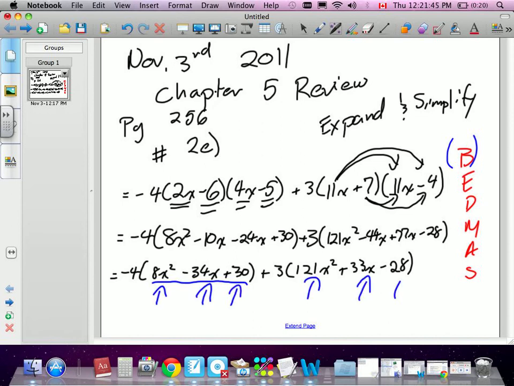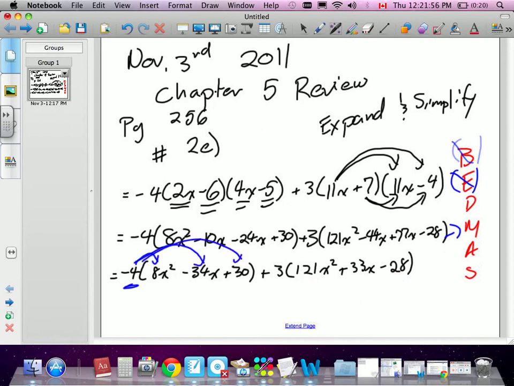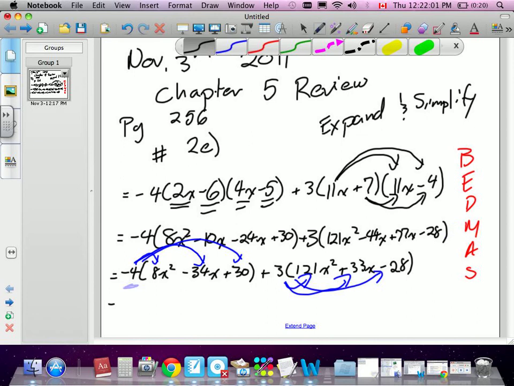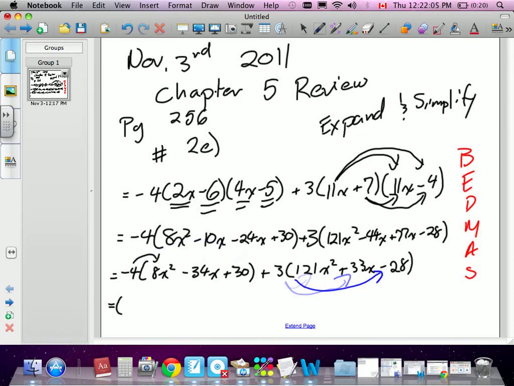I expanded, and now I simplified, and now I'm going to expand again. When I look inside the brackets, this is as simple as it gets. These are all 3 different terms, so I can't simplify. So I can't do anything with brackets. There's no exponents. Multiplication is next. This -4 needs to be distributed to every term. So does this 3.